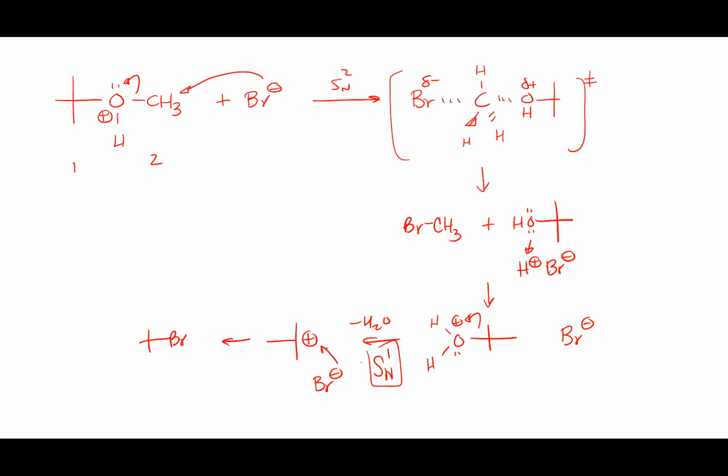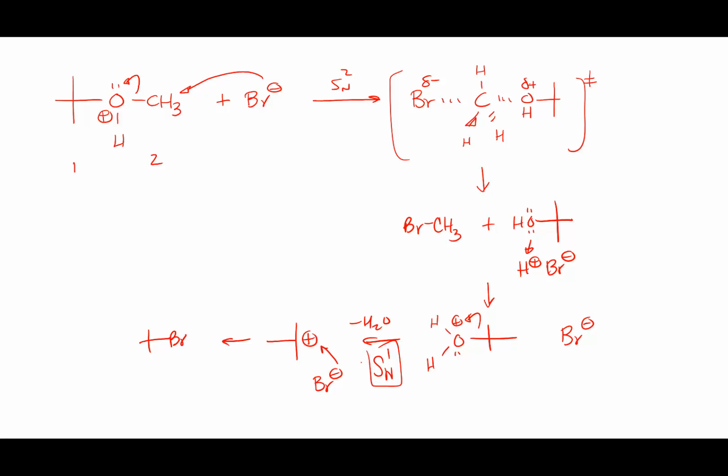Somebody asked this morning, is one of these two mechanisms preferred? The easy way to find out is to have one equivalent of HBr and see if you get more tertiary butyl bromide versus methyl bromide. I would suspect that would be the case, because even though SN1 has multiple steps, it sometimes occurs a lot faster than SN2. I'll give you the example.